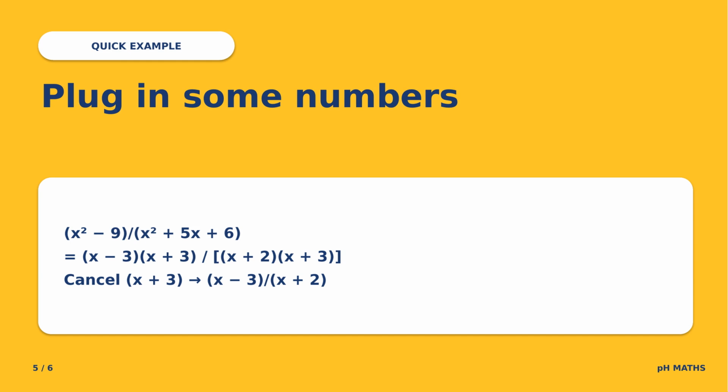Quick example, simplify x squared minus 9 over x squared plus 5x plus 6. We factorise the top, x minus 3 times x plus 3, and then factorise the bottom, x plus 2 times x plus 3. The x plus 3 cancels, so the answer is x minus 3 over x plus 2.